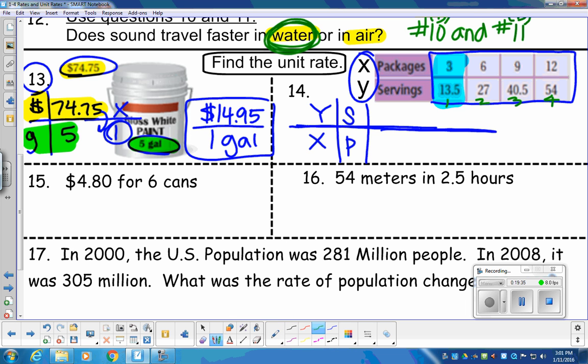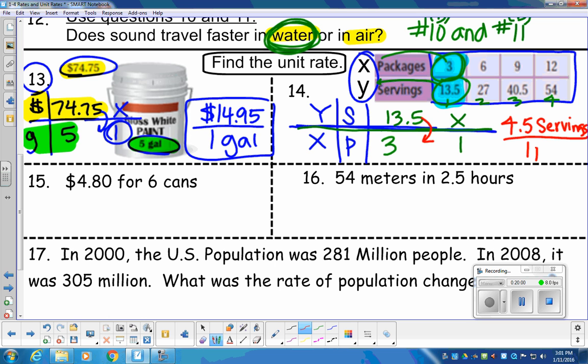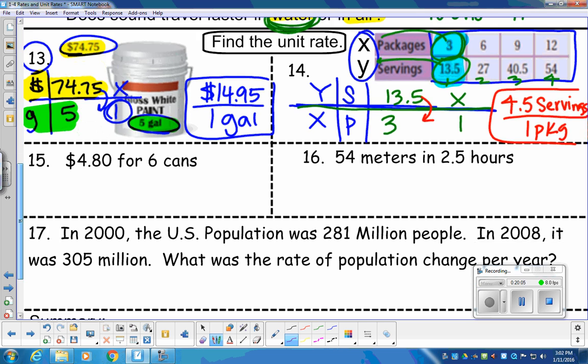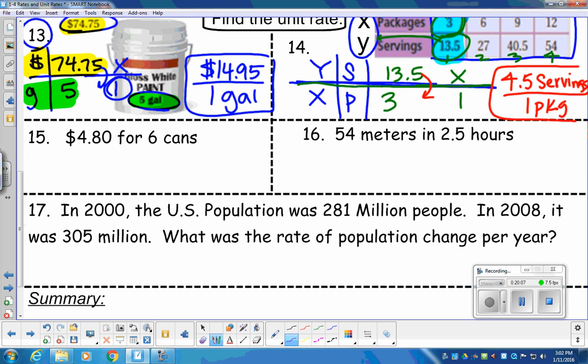The y value in that first one is 13.5. The x value in that first one is 3. So we're saying it's 13.5 servings for 3 packages. So how many servings for 1 package? This really becomes a division problem. 13.5 divided by 3 gives us 4.5 servings for one package. 4.5 servings for one package. That's our rate. That's actually our unit rate. How much is it for one of something?